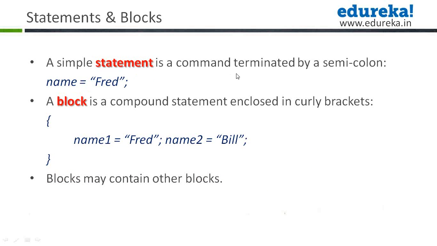A simple statement is a command terminated by a semicolon. So once you write name equals Fred, you find a semicolon. So this is one statement. A block is a compound statement enclosed in curly braces. You have an opening curly brace and a closing curly brace. Within that you have multiple statements, so in a block you can have multiple statements. You find one semicolon, so one statement, second semicolon, this is the second statement. Finally, I come to the third point, that blocks may contain other blocks as well. So a block can have another block within it, and it can also contain multiple statements.